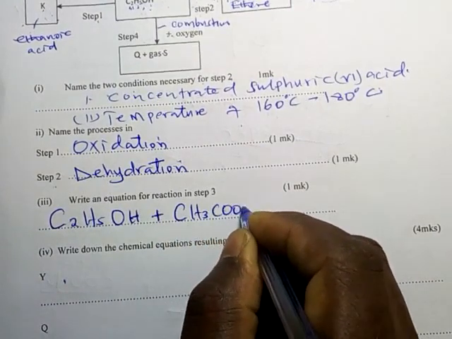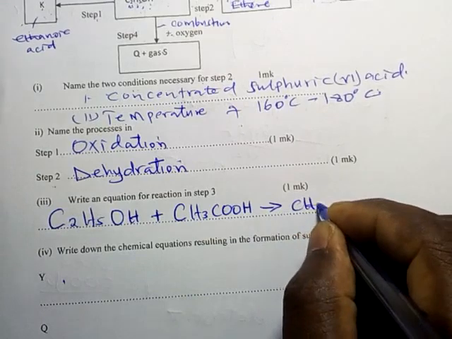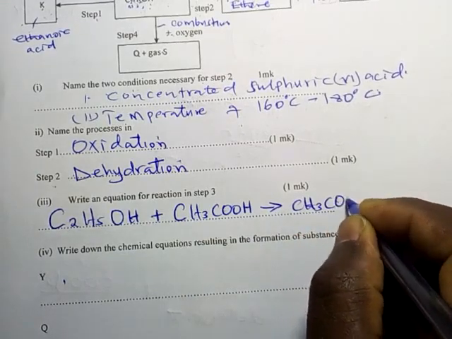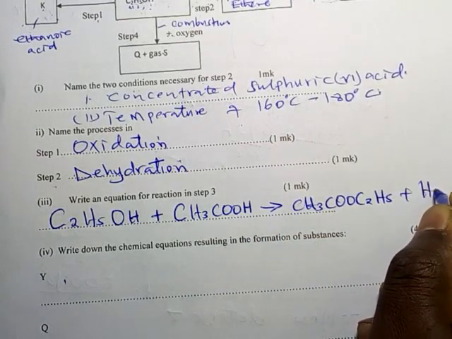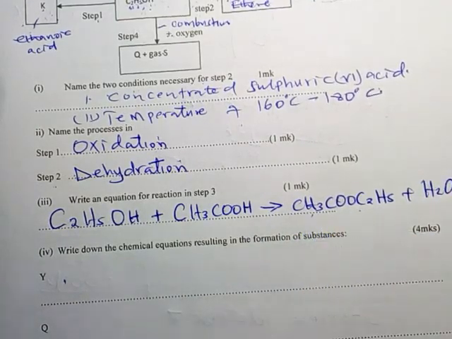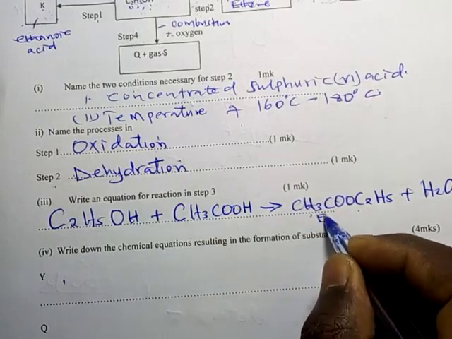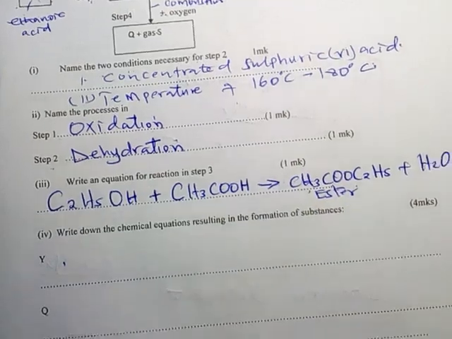ethanoic acid, we form plus water, and this one is called ethyl ethanoate, and it is an ester. This is an ester, and the process is esterification.